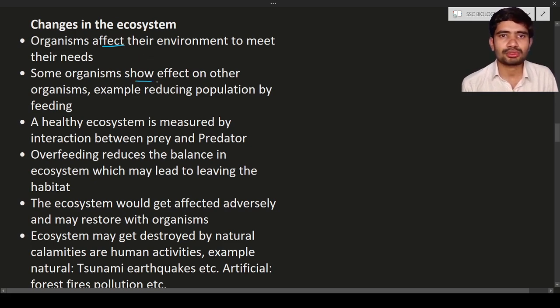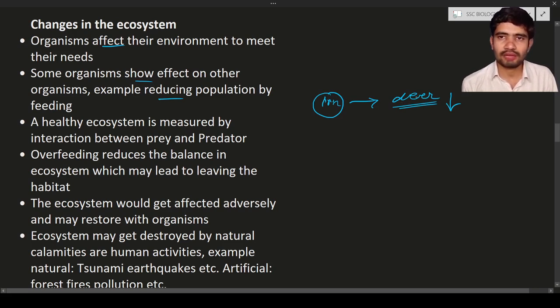Some organisms show effect on other organisms. Example, reducing population by feeding. For example, lion is there. Lion is going to show some kind of effect on the deer population. If it is going to feed on the deers, what will happen? The deer population is going to decrease. It means to survive, the lion has to eat the deers or rabbits or any organism.